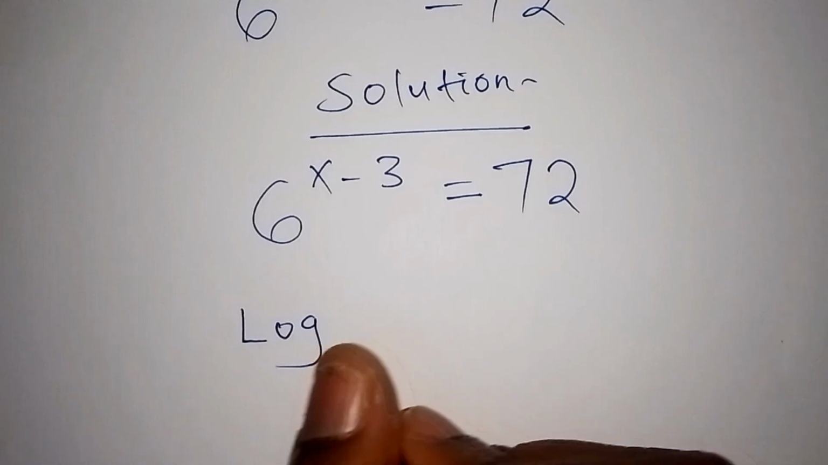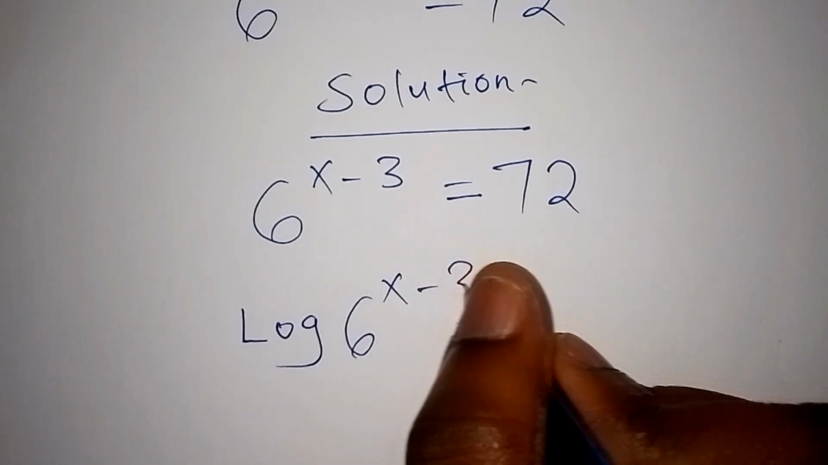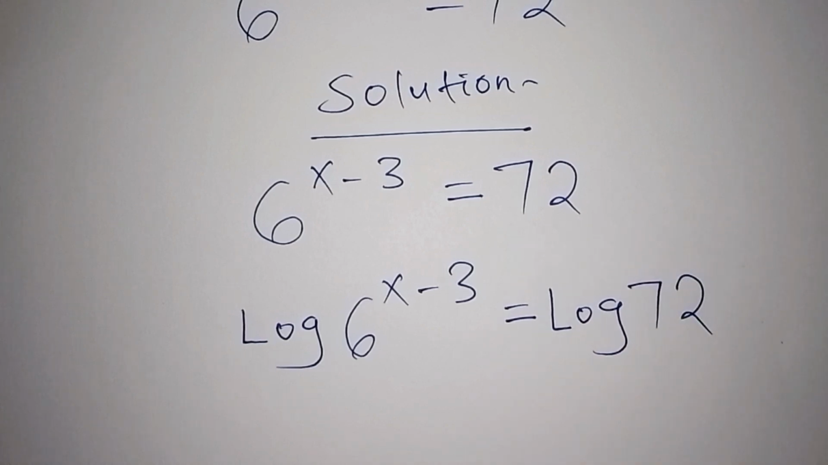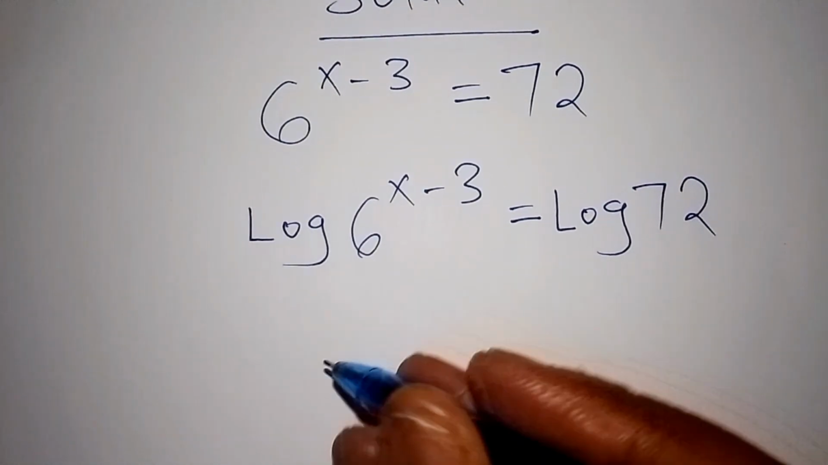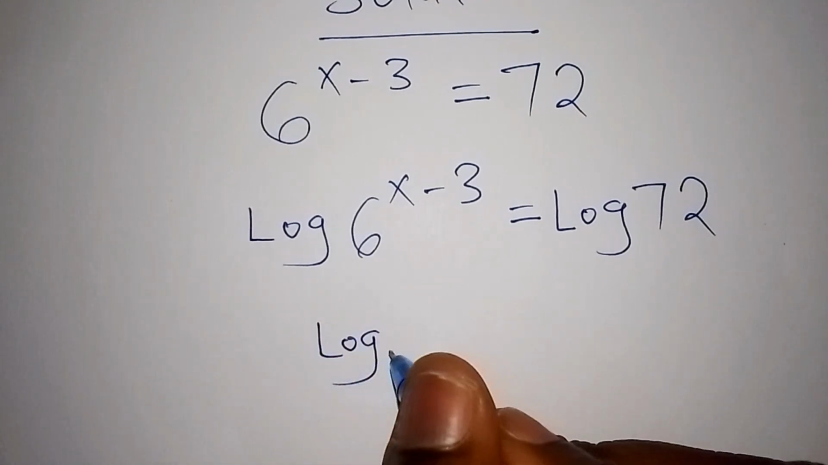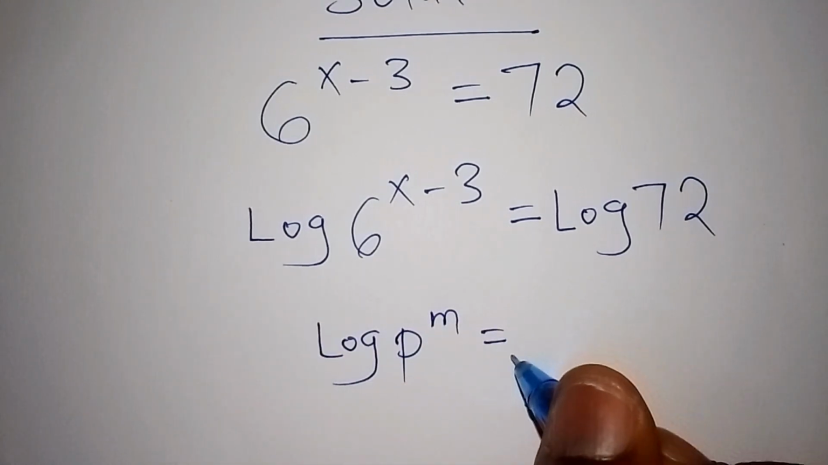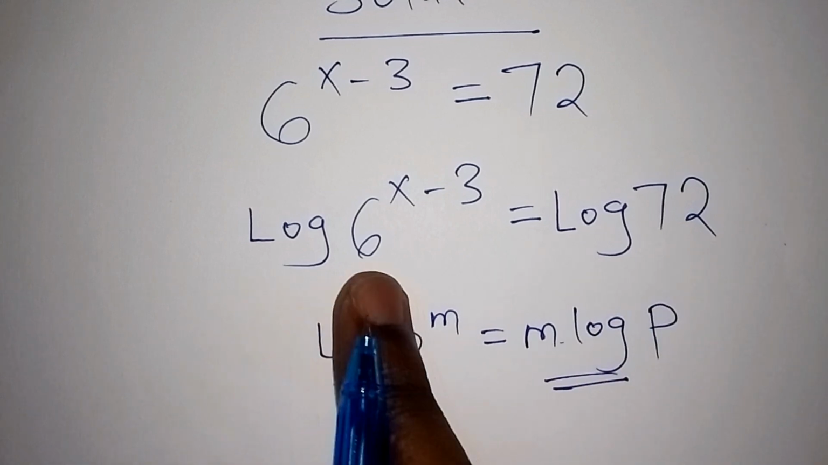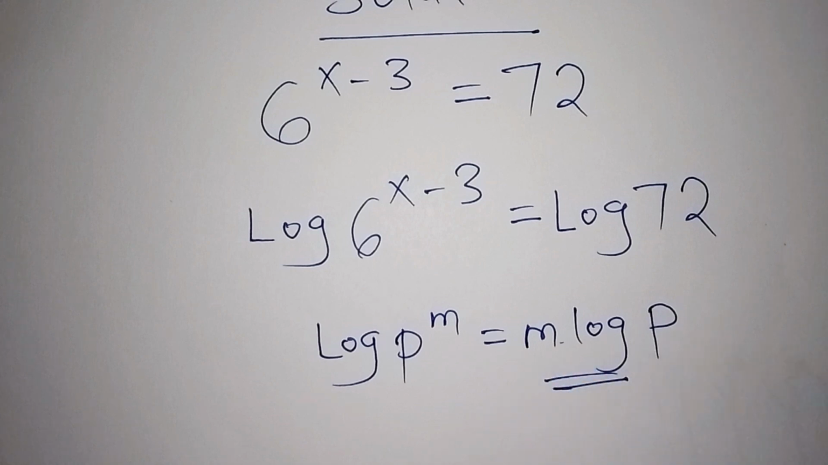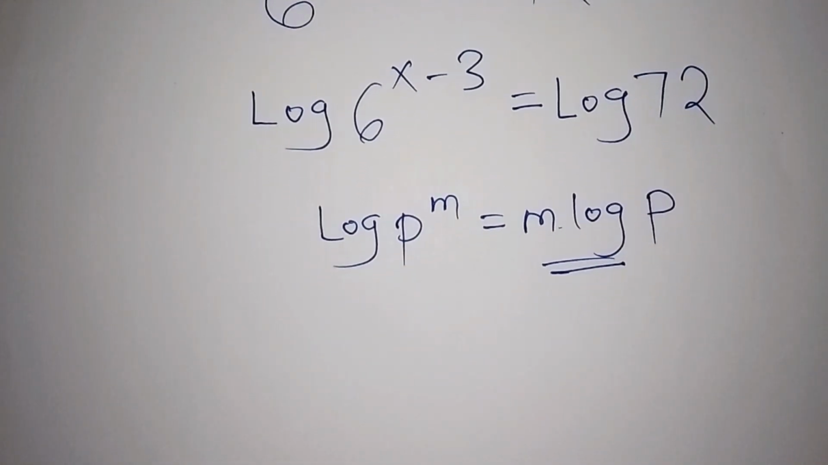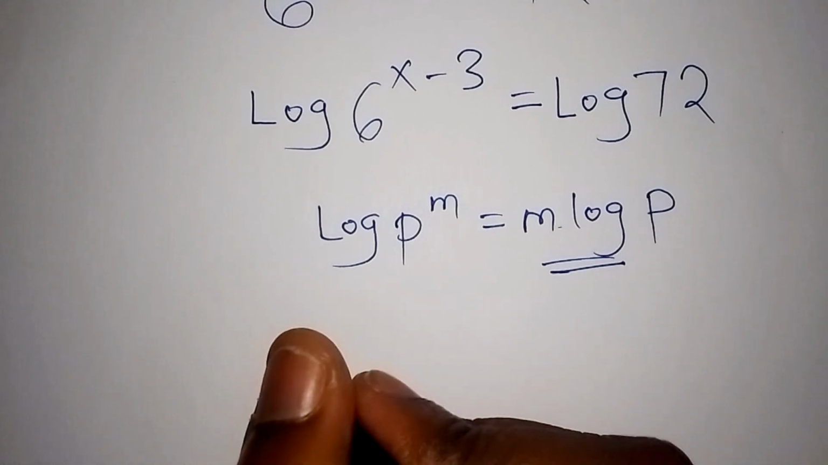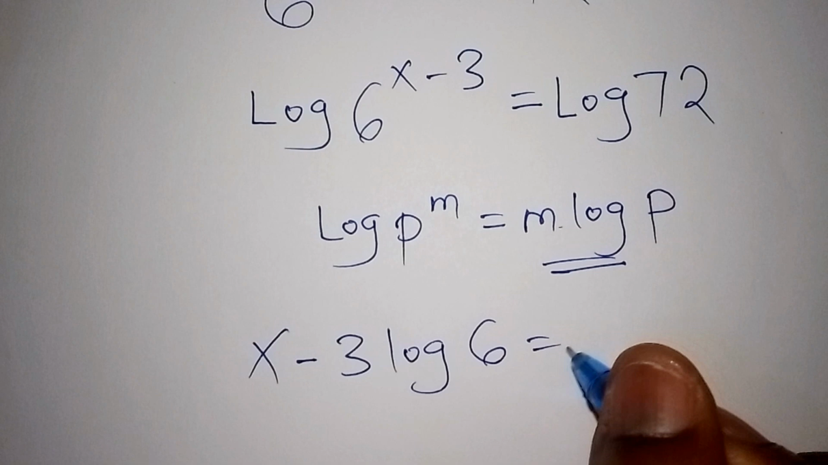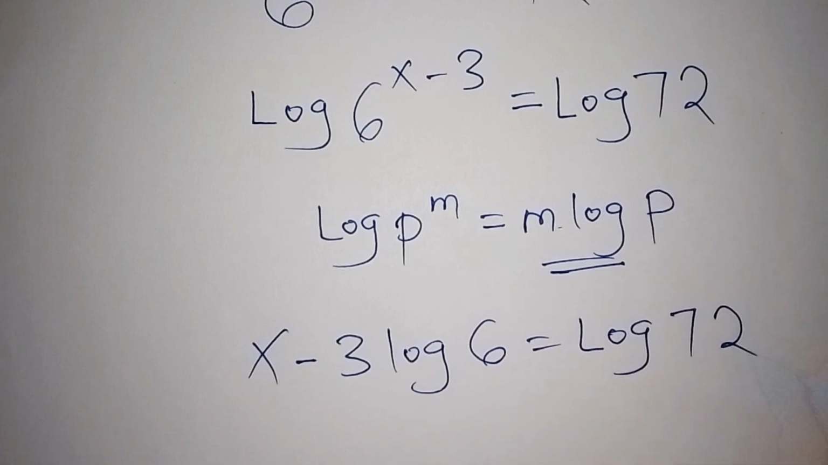So here I shall have the log of 6 to the power of x minus 3 is equal to the log of 72. So from there, we all know that if we have the log of p to the power of m, this can also be written as m log p. So I want us to express the log of 6 to the power of x minus 3 in the form of m log p. So we shall have x minus 3 log 6 is equal to the log of 72.